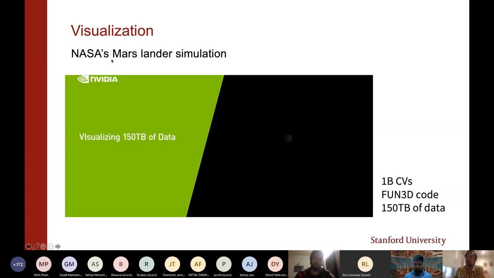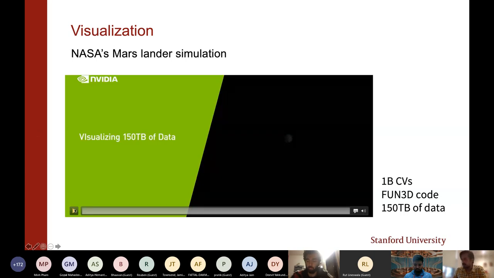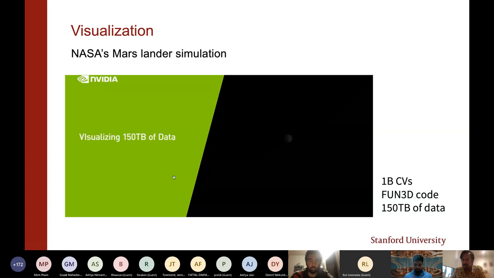And this is a simulation of NASA's Mars lander. So let me go ahead and play this, and let me know if you can hear it.